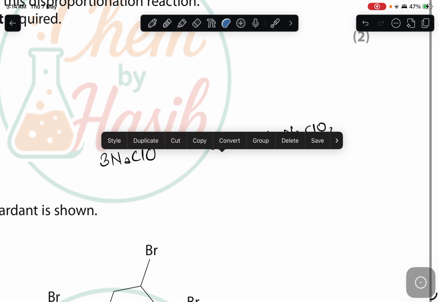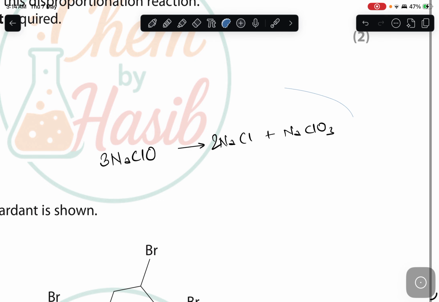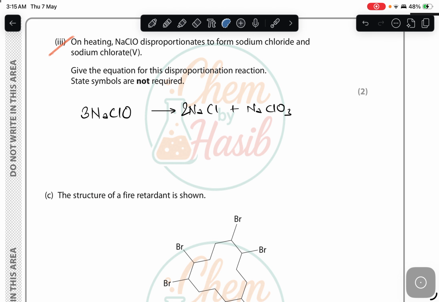NaClO disproportionates into NaCl and NaClO3. Quite a straightforward question because they've already told you what forms here: sodium chloride, NaCl, and sodium chlorate(V). So you just balance the equation.